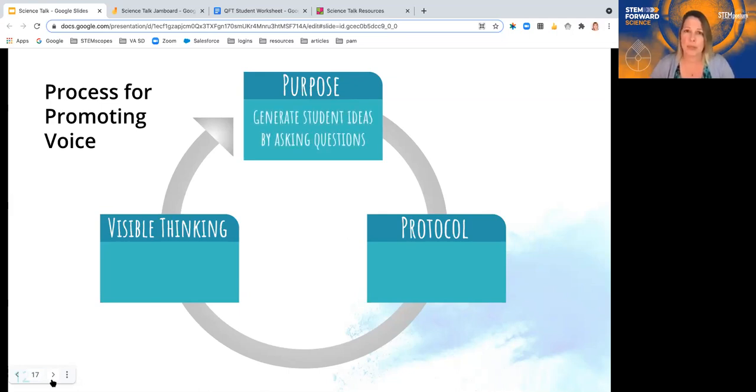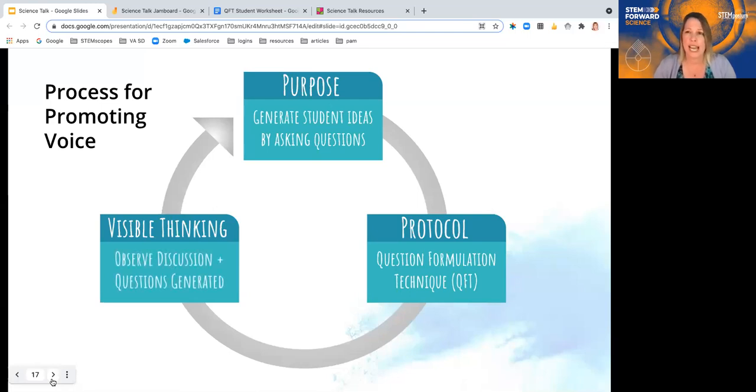For today, our purpose is to generate student ideas by asking questions. That's what you are going to be doing today: generating ideas by asking questions. The protocol we'll be using is the question formulation technique, or QFT, and we're going to talk more about that in just a bit. Then we are going to make your thinking visible by observing discussions and looking at the questions you have generated.